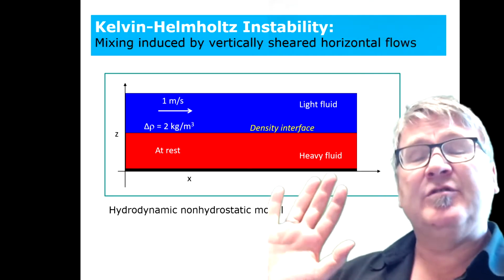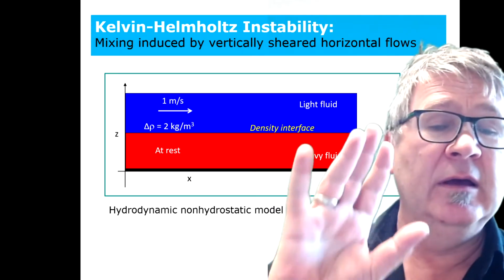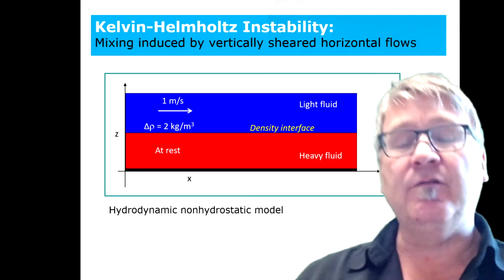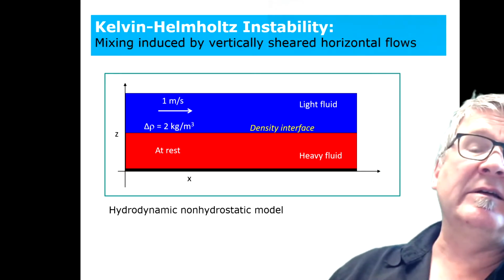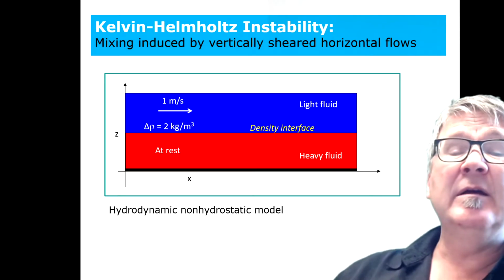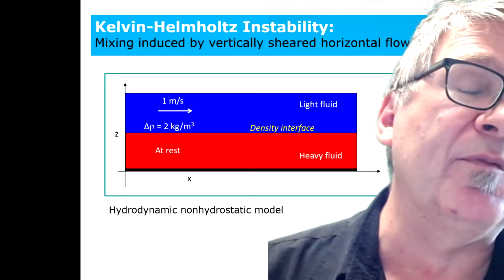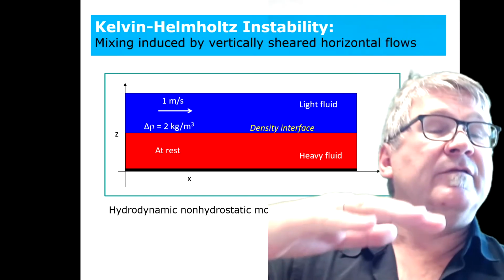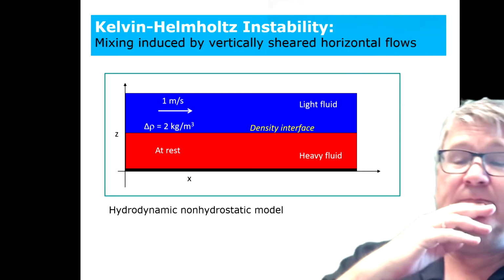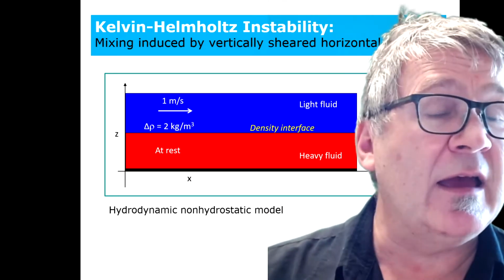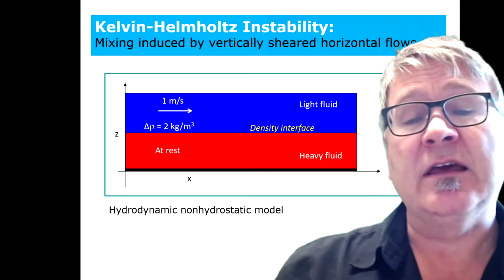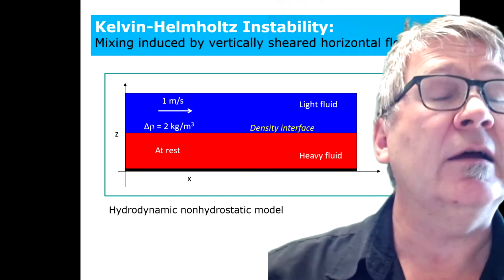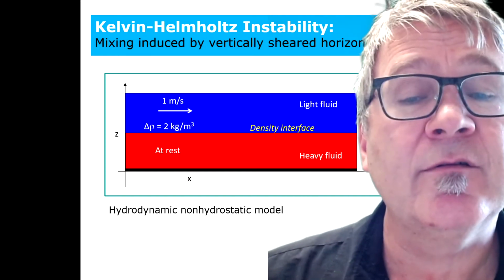So what's done here is a situation where a fluid is set up consisting of a layer of light fluid above a layer of heavier fluid. And you have a density interface, and the density changes by 2 kilograms per cubic meter across this density. So you have a seafloor at some depth, and you have only the top layer moves horizontally at a speed of 1 meter per second. And initially, the bottom layer is at rest, no current.